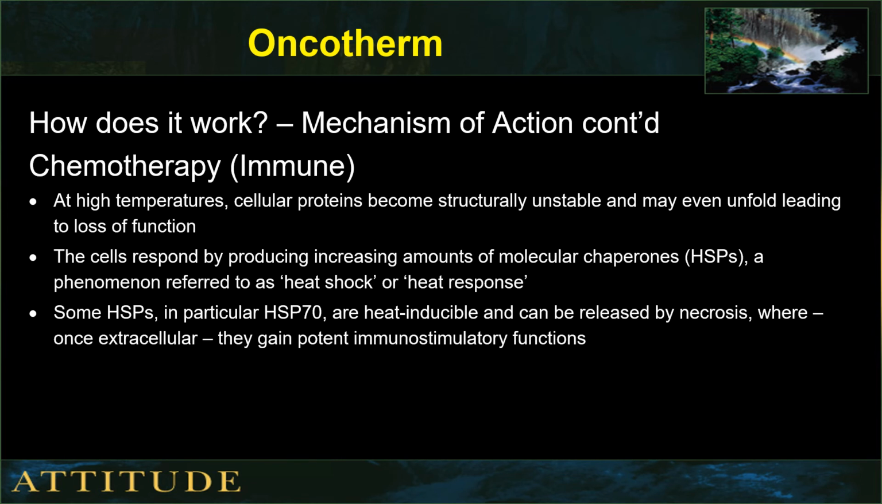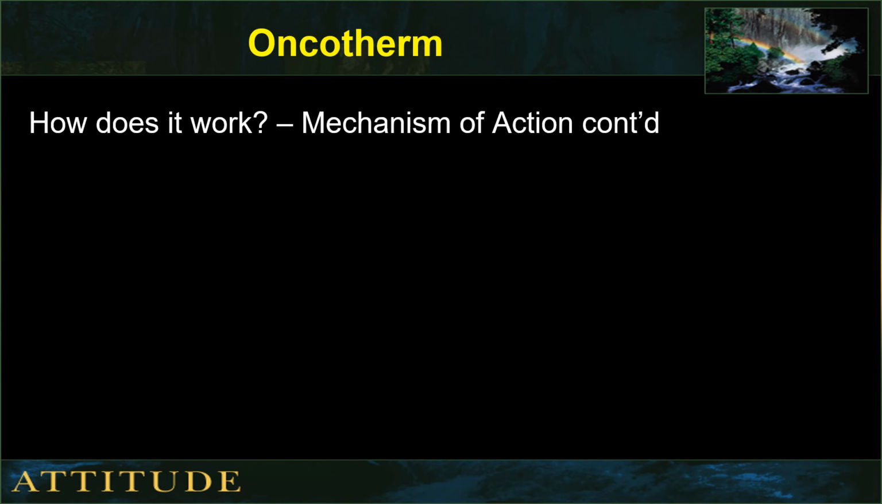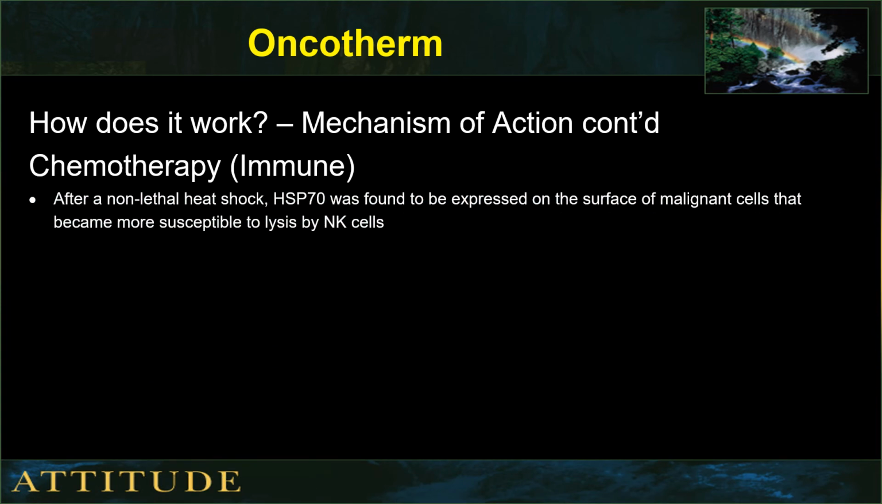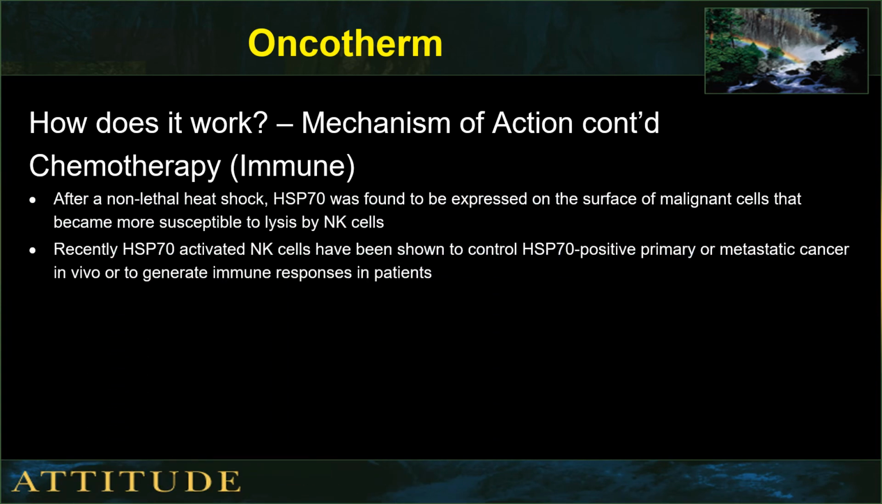When this occurs, this heat shock protein, once outside the cell, once extracellular, gains potent immunostimulatory functions. So now all of a sudden this starts to get recognized by the immune system, and it stimulates the immune system. Continuing on with that component, after a non-lethal heat shock, anywhere from 40 to 43 degrees with the Oncotherm, HSP, heat shock protein 70, was found to be expressed on the surface of malignant cells that became more susceptible to lysis, killing by natural killer cells as part of the immune system.